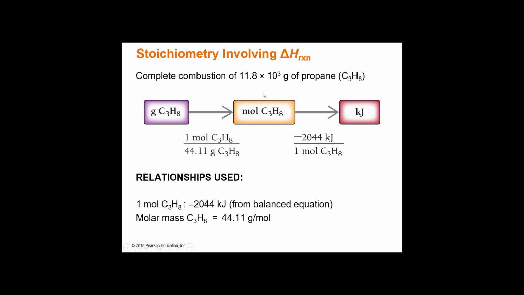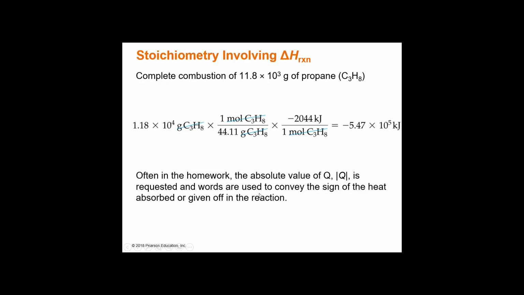Then we have our moles of propane. We pull from the equation the amount that can be produced from that specific balanced reaction, and that mole amount from that reaction, which is 1 mole, is equivalent to negative 2,044 kilojoules of heat. And now we can cancel out the moles, and it'll give us the kilojoules. And you can see these are the relationships that we used.